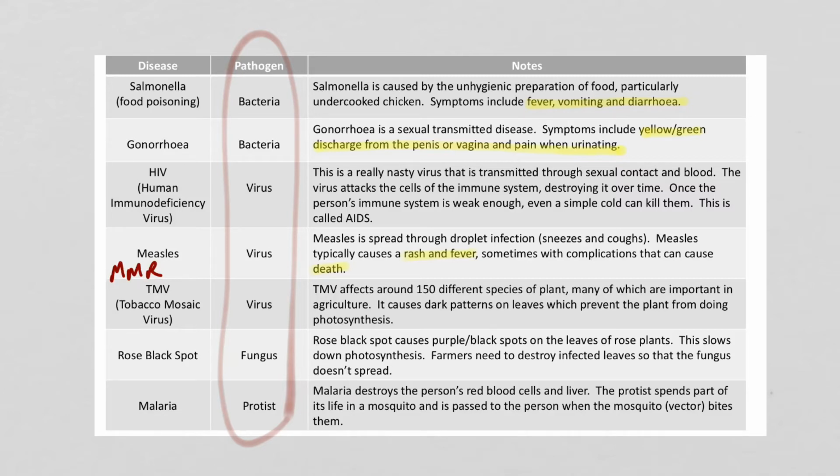TMV, not to be confused with TMZ, the American gossip television show or website, is tobacco mosaic virus. And it doesn't just affect tobacco, it affects over 150 different plant species, a lot of which are very economically important because of farming and agriculture. And essentially what it does is it causes dark patterns, a mosaic pattern, if you will, on the leaf.